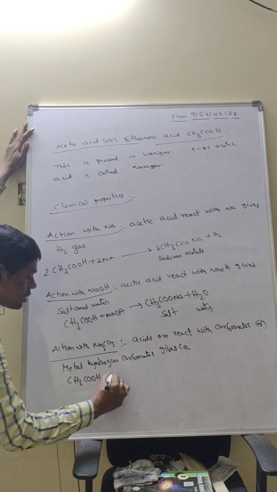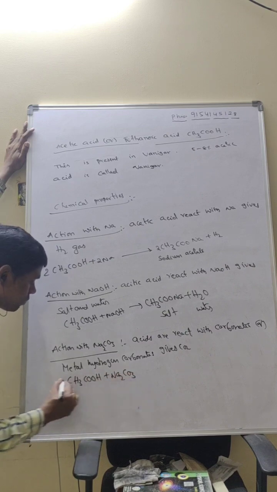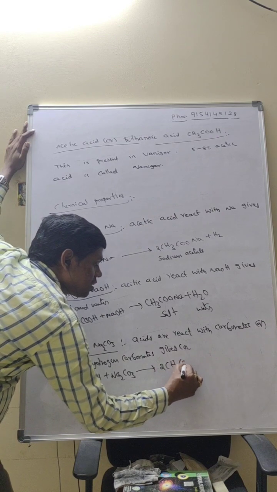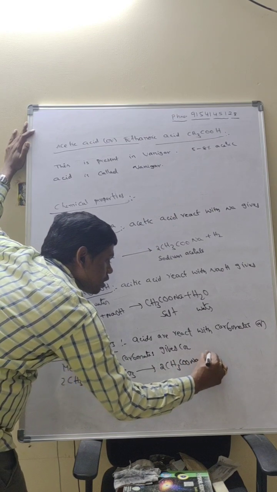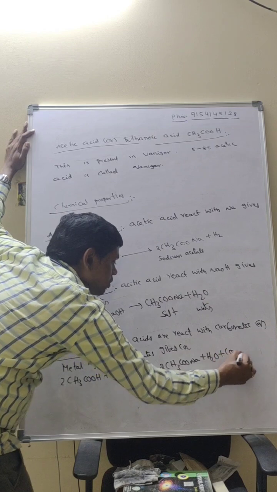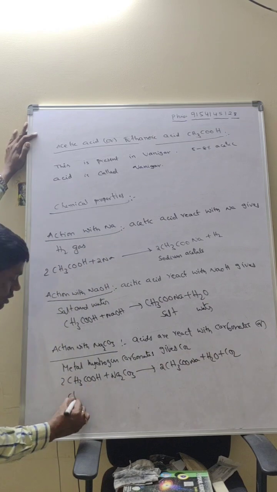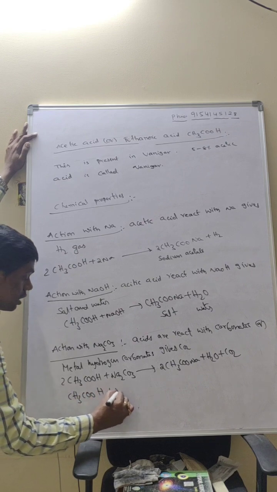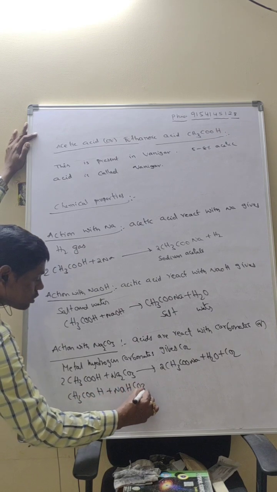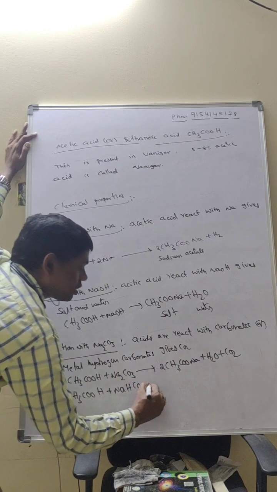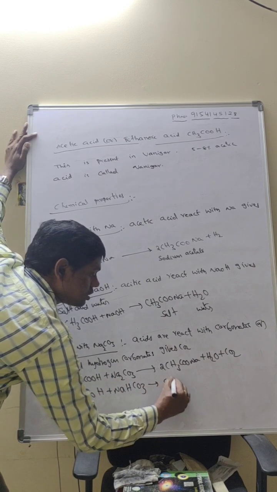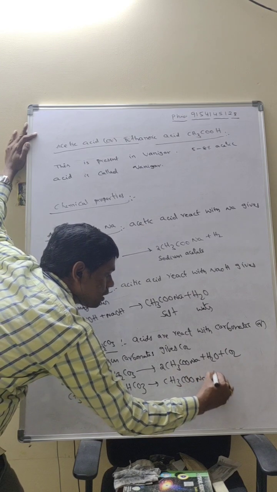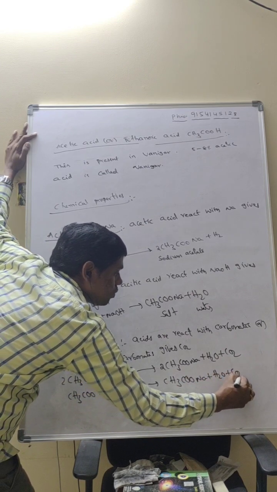CH3COOH plus Na2CO3 gives sodium acetate plus H2O plus CO2. With bicarbonate, CH3COOH plus NaHCO3, hydrogen carbonate or bicarbonate, same, gives CH3COONa plus H2O plus CO2.